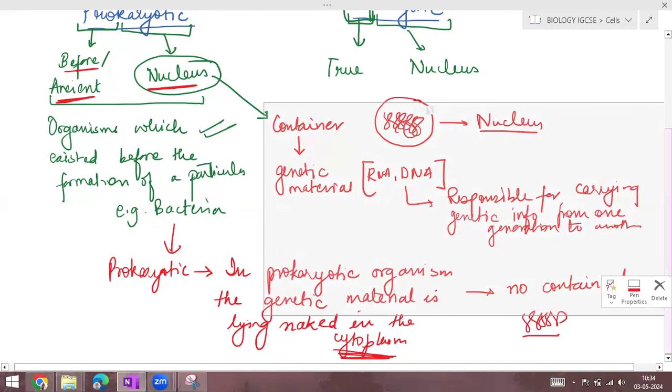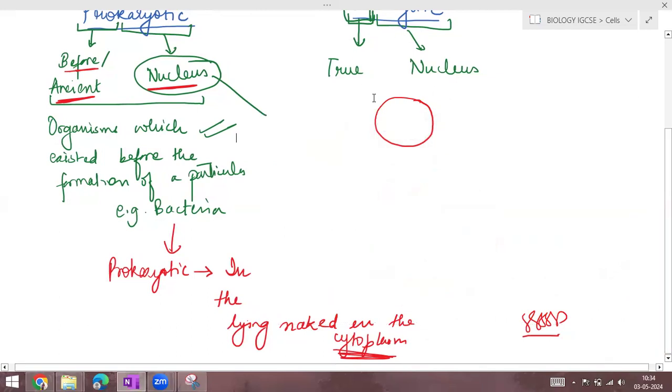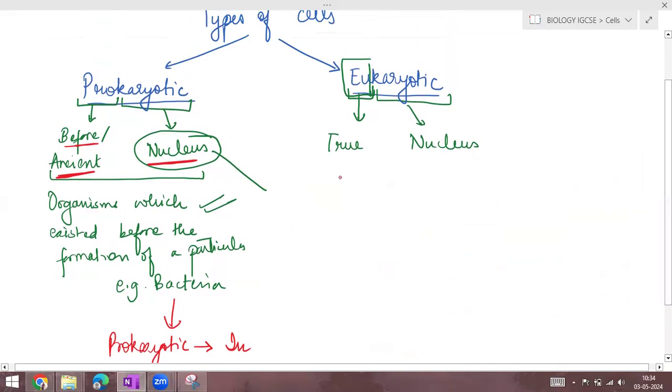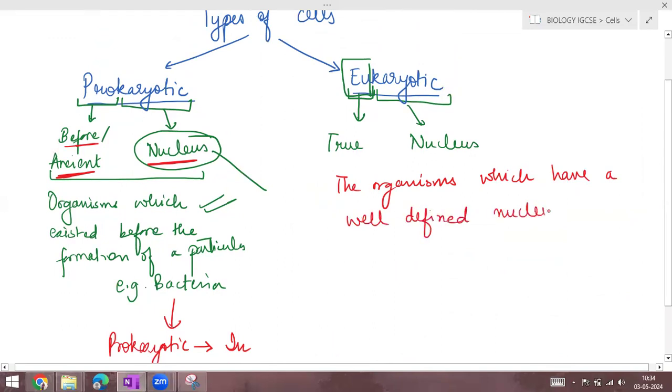Now, obviously, if this was prokaryotic, then what is the meaning of eukaryotic? The organisms which have a well-defined nucleus. And this nucleus contains genetic material. I hope I make sense.